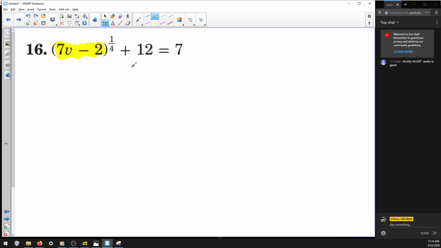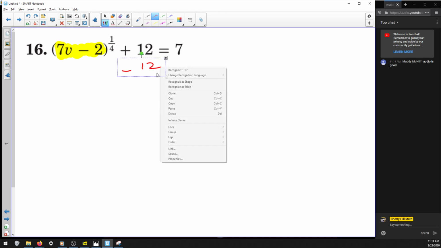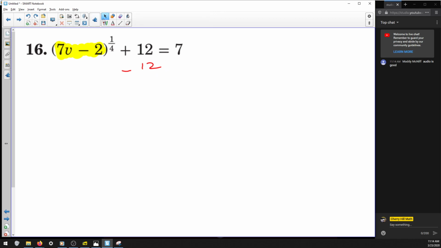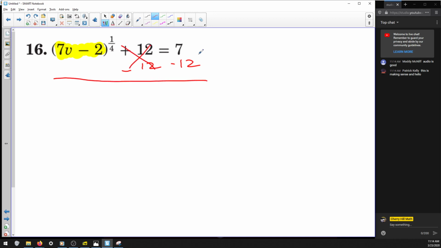Thank you, Maddie. Okay, so I'm going to start off by getting rid of this plus 12 by doing minus 12. Okay, and then I'm going to do the same thing on the other side, right? So if I'm going to do minus 12 on one side, I'm going to do minus 12 on the other. Okay, and then this will go away. 7 minus 12 is negative 5. And so I'm going to get that 7v minus 2 raised to the 1/4 power is equal to negative 5.